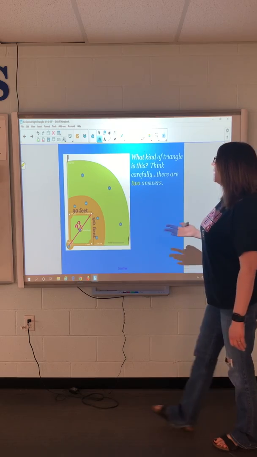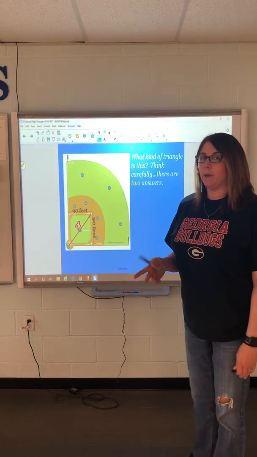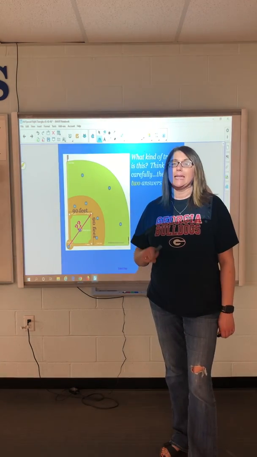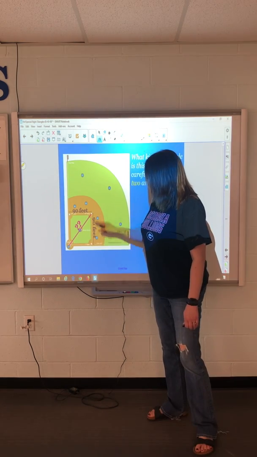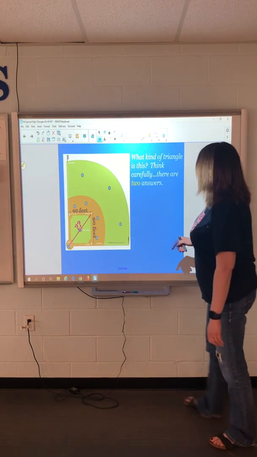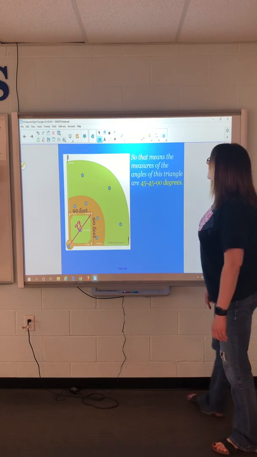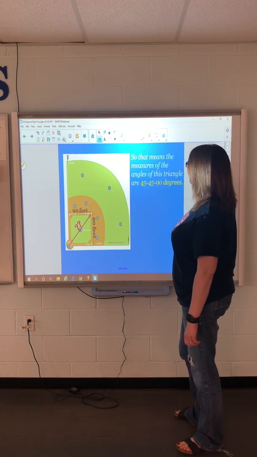So it says, what kind of triangle is this? Well, I did already give that away, didn't I? It is a right triangle, but there is a second answer. Can you guys think of it? It's right and it's isosceles, because these two sides are the same measurement. So we have two answers there. And it says, this means that the measures of the angles of this triangle are 45, 45, 90.